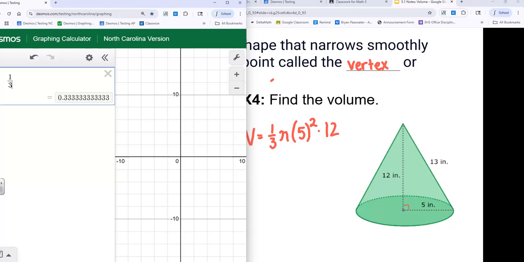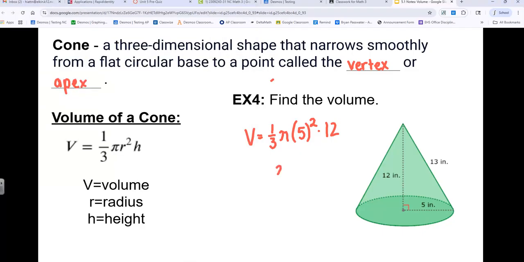So if we type this one in, we will have 1/3 pi times 5 squared times 12. And so 314.159, and that would be inches cubed here.